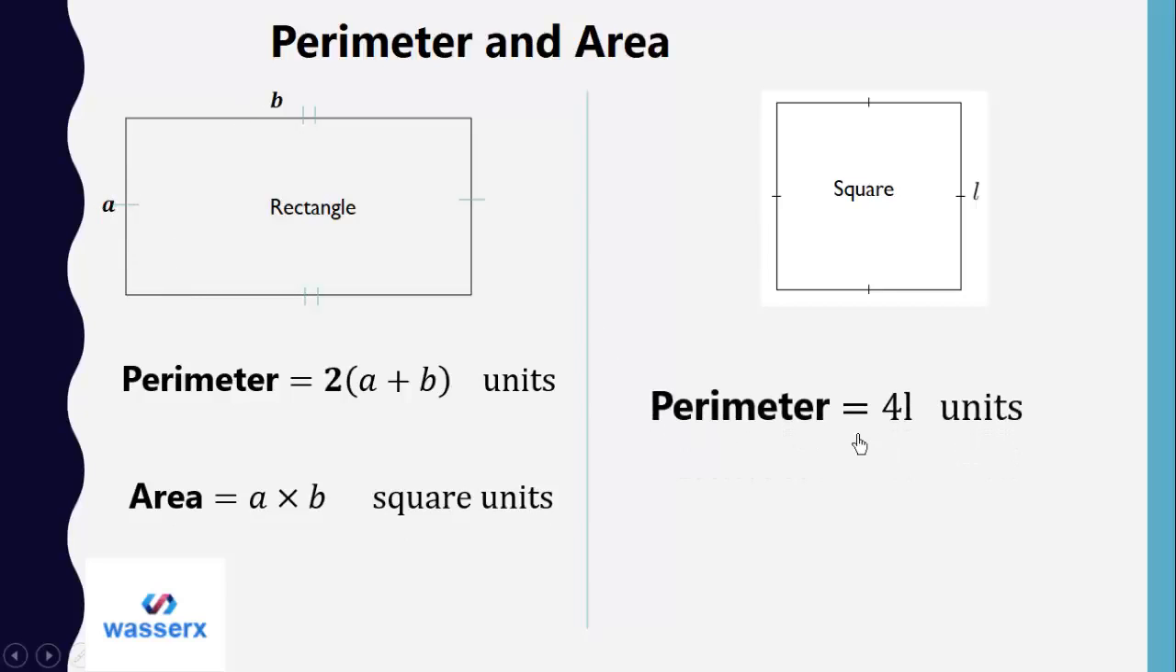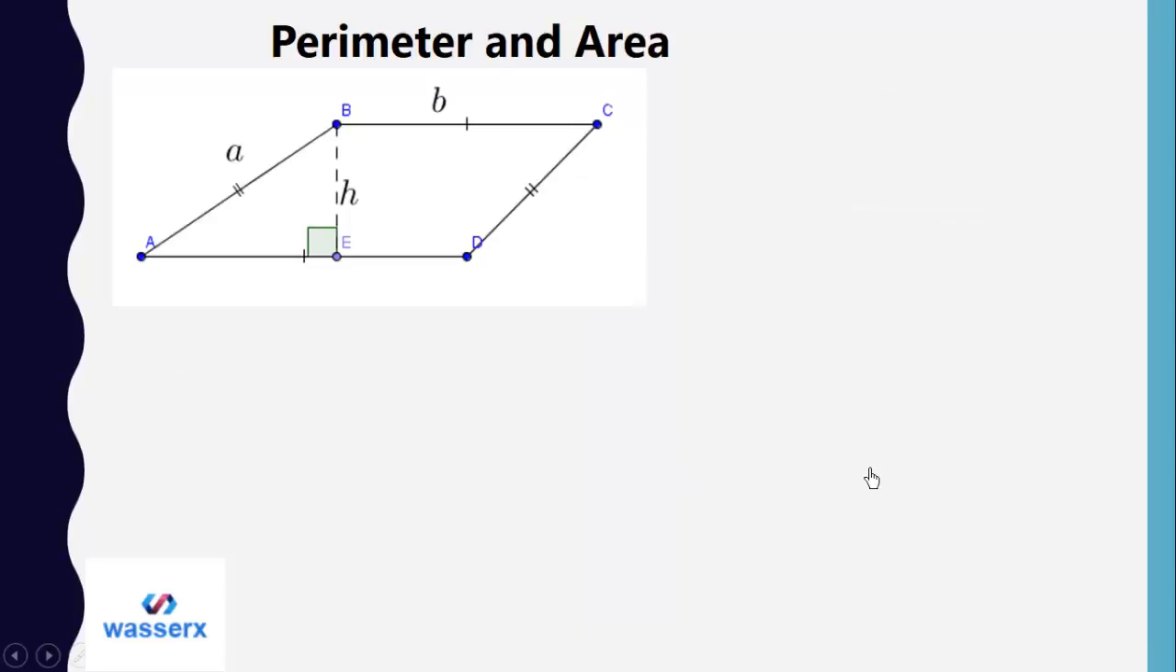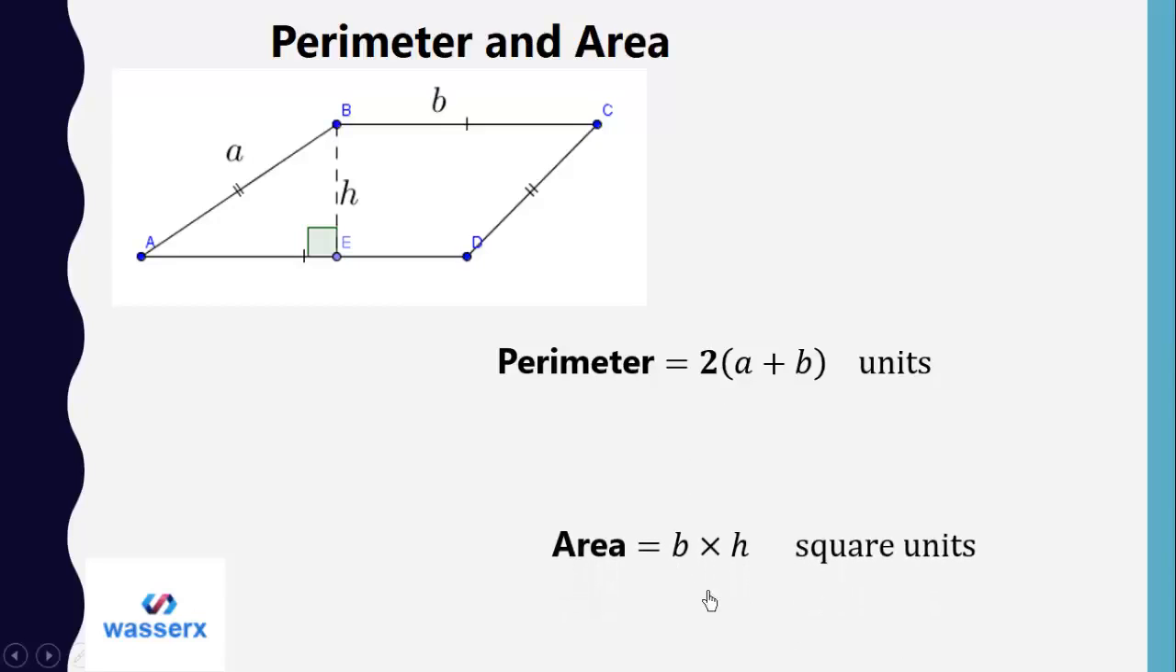Then for the square, we have 4 times the length. Then the area is length squared. The perimeter of the parallelogram is given by 2 times A plus B, just like the perimeter of the rectangle. Then the area is given by the base, which is B units, times the height. Don't forget that this is also B units.